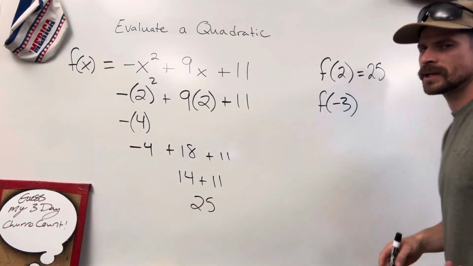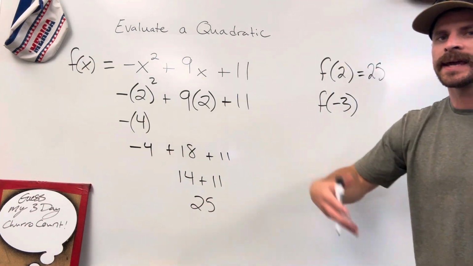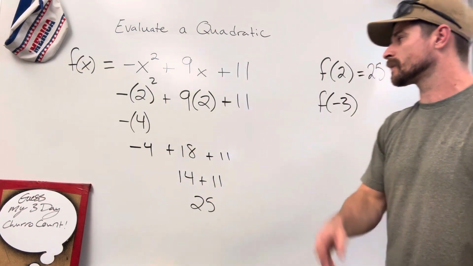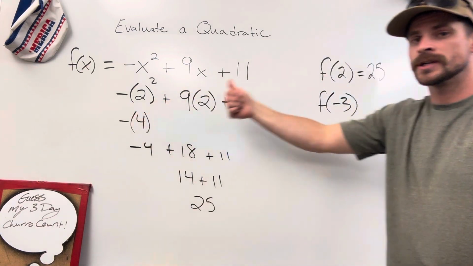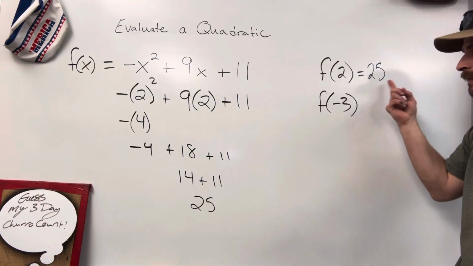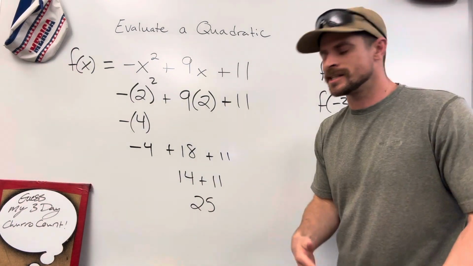This is what you would be doing if you're trying to fill out a table of values and graph a quadratic function. You have to plug values in for x, you'll get values for y, in this case 25, and then you can plot those on a Cartesian plane.